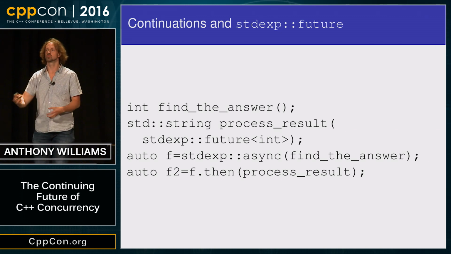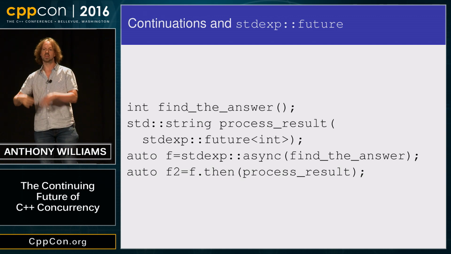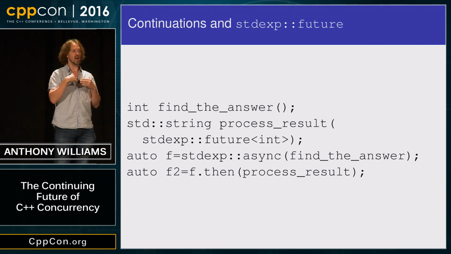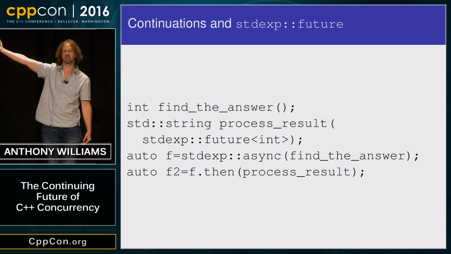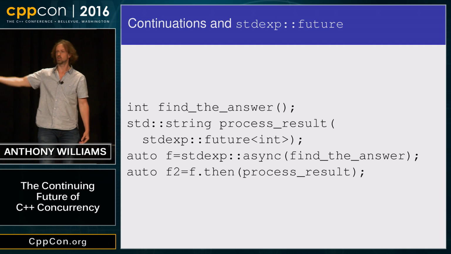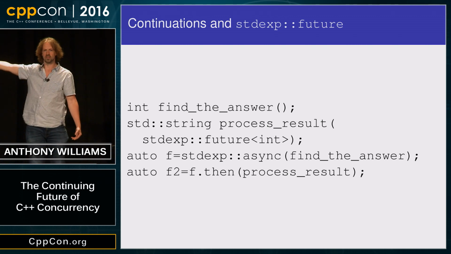When the original async task returns, then it will pass the resulting future holding the result as that parameter to process result. So we can see it takes standard experimental future of an int as its one and only parameter. So that is conceptually where our future f goes. It becomes the parameter to that function.